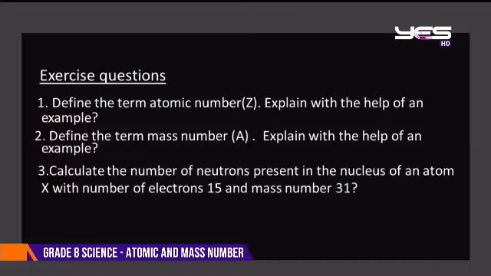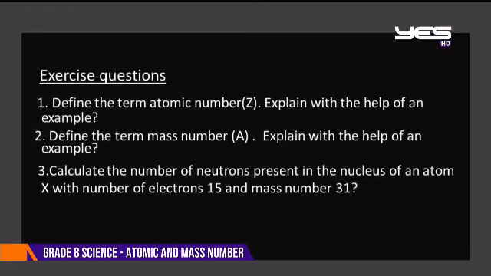Next, I am going to give you some exercise questions. The first exercise question is, define the term atomic number. Explain with the help of an example. In today's class we learned what atomic number is, and examples also we explained. So you can write the definition of atomic number and explain with the help of an example. Our second exercise question is, define the term mass number. Explain with the help of an example. We learned what mass number is, and examples also we explained. So you can write the definition and explain with the help of an example.